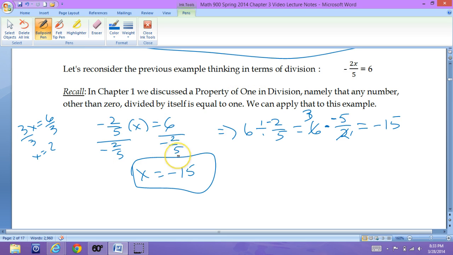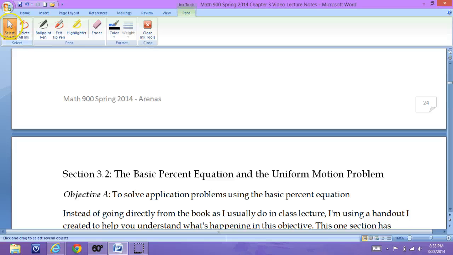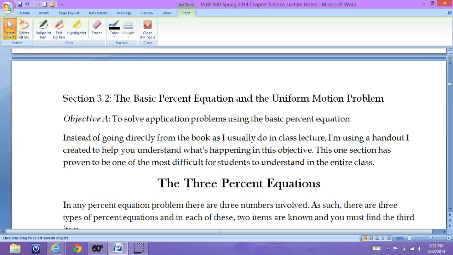That's the multiplication property of equations. So you might want to make some flashcards with an example on each flashcard so that you can start getting to know what's happening there. I'm going to pause for a quick second.